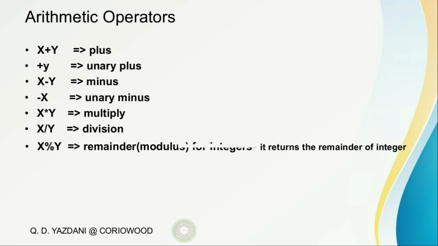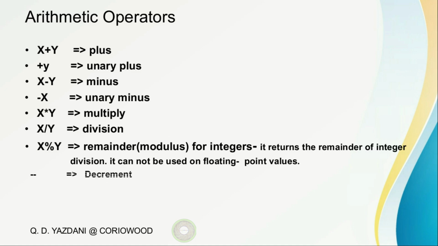So we have multiply, which you are very familiar with. We have division, which we use to divide. We have the remainder, which we call modulus for integers. It returns the remainder of integer division. It cannot be used on floating point values.